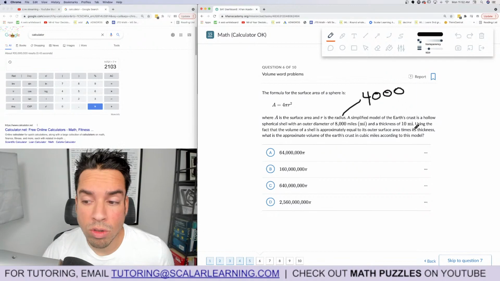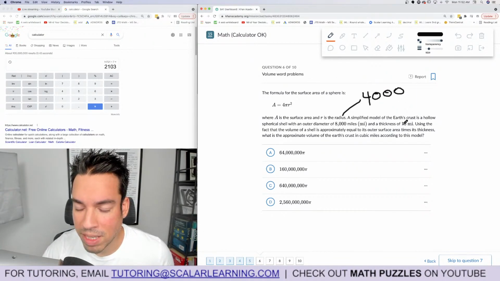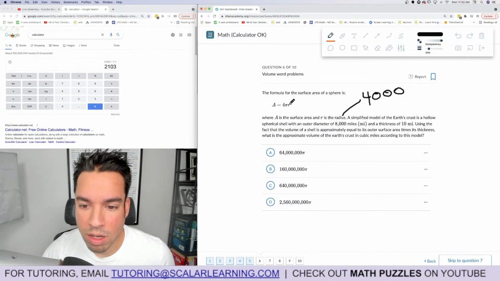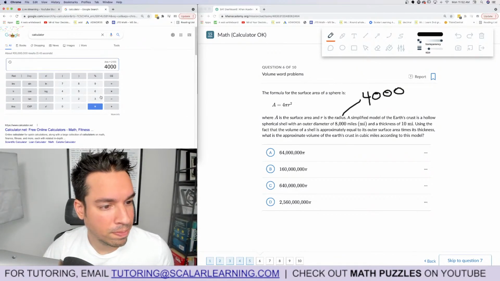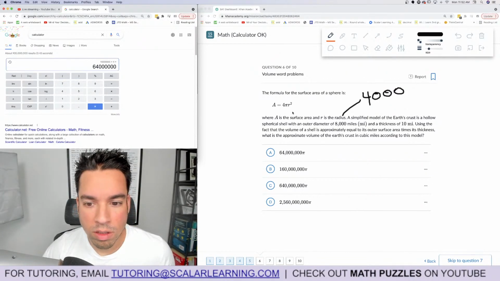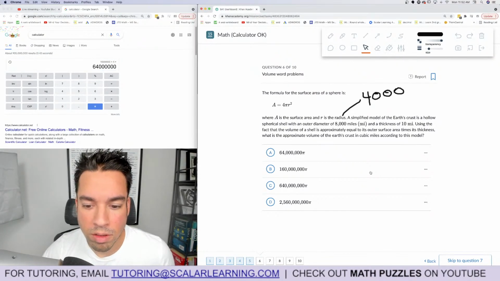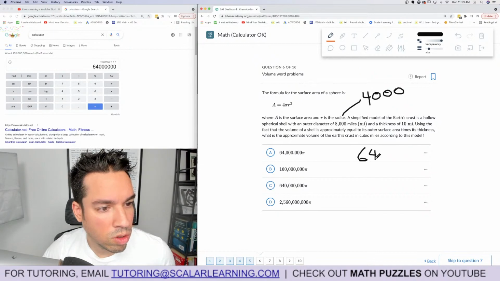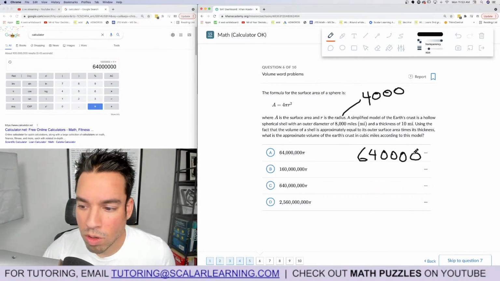Okay, so I think what we do is we calculate the outer area and then we multiply it by 10. So I'll plug in 4,000 here. So 4,000 squared, right, is that times 4 and then times pi. Wait a minute. This doesn't make sense. Then it would be 64 and the zeros. And then I have to multiply it by 10 again. Oh yeah, and then I add another 0 because it's a 10. And then that would be 640 million pi.